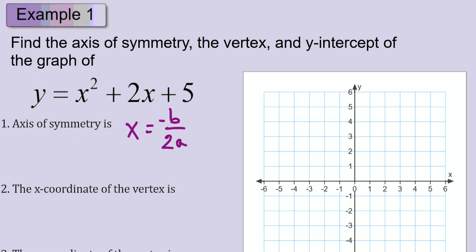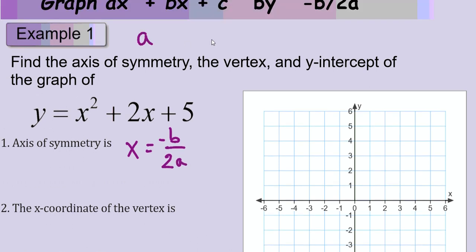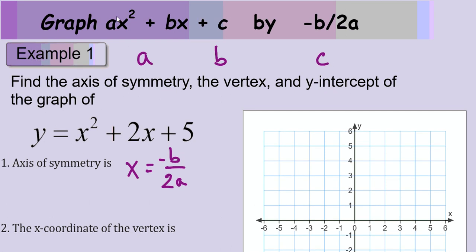It might be wise if we start off just by writing what a, b, and c are. A is the number in front of x squared, so in this case a 1. B is the number in front of x, so in this case a 2. C is the constant term all by itself, in this case a 5. It turns out A and B are going to be used to find the vertex. C is going to be used to find the y-intercept. They all serve a different role.